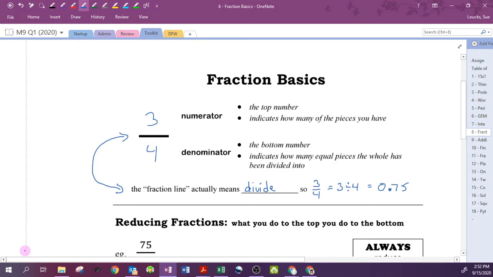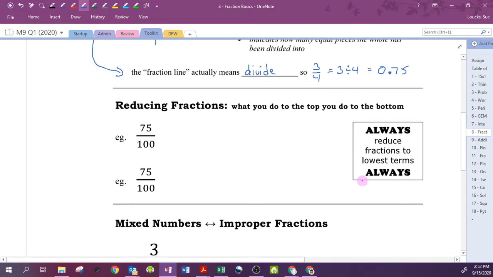All right, one of the first things that we learn to do with fractions is reduce them. And the rule with fractions, if you're dealing with a single fraction, what you do to the top, you always do to the bottom. You have to do to the bottom. And we always reduce fractions to the lowest term. I don't ever want you to ask me, do I need to reduce this fraction? Yes, you need to reduce the fraction, okay? Always, always, always, always, always, okay?